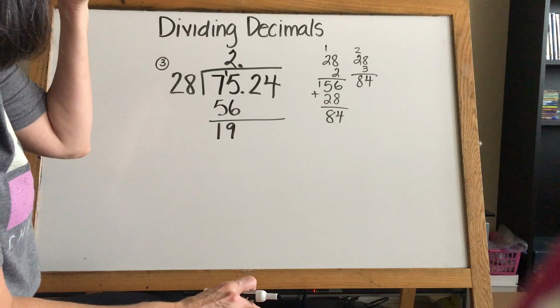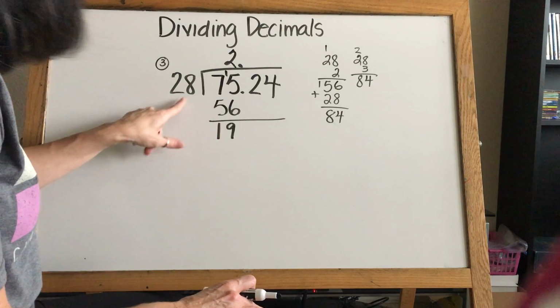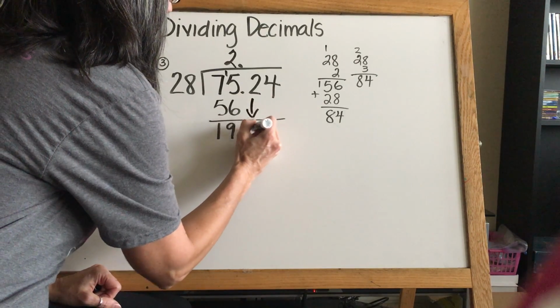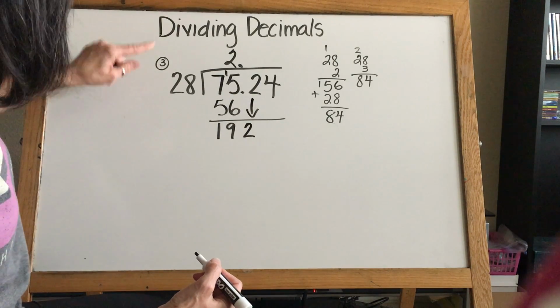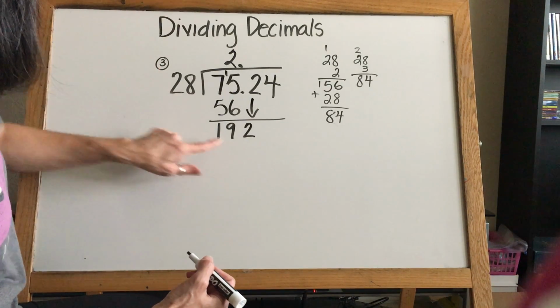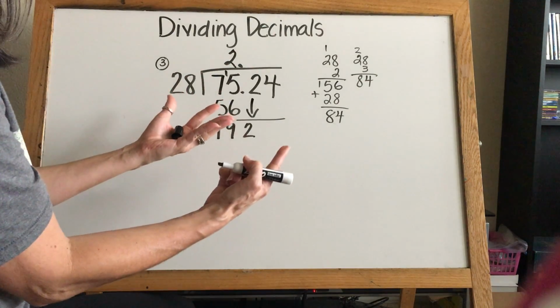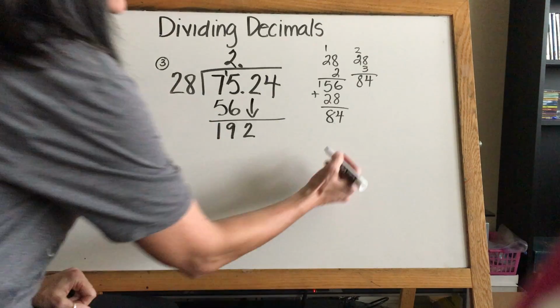Because this is sometimes where we make a mistake too. We want to make sure this number, whatever we subtracted, is less than our divisor. It is less, so that allows us to bring down our next number, which is a 2. We come back to our friend and say, about how many times does 3 go into 19? Well, 3, 6, 9, 12, 15, 18. It's going to go in 6 times. So we're going to start with a 6.